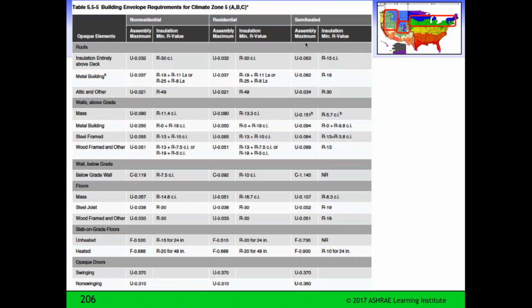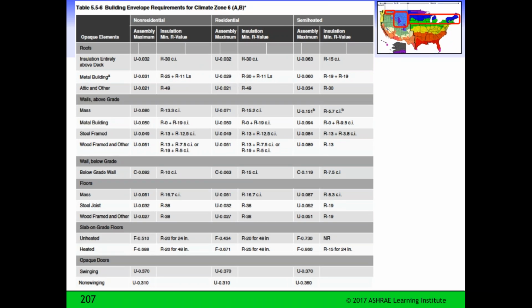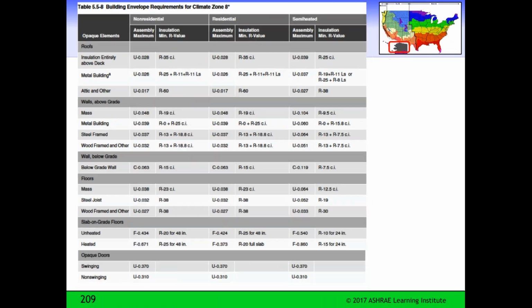So here we go, climate zone 4, climate zone 5, climate zone 6, and 7, and 8 up in Alaska. So these are all of the different conditions. And that set of tables shows you the summary of the R values. I haven't produced a similar table for U values, but it shows you the R values.